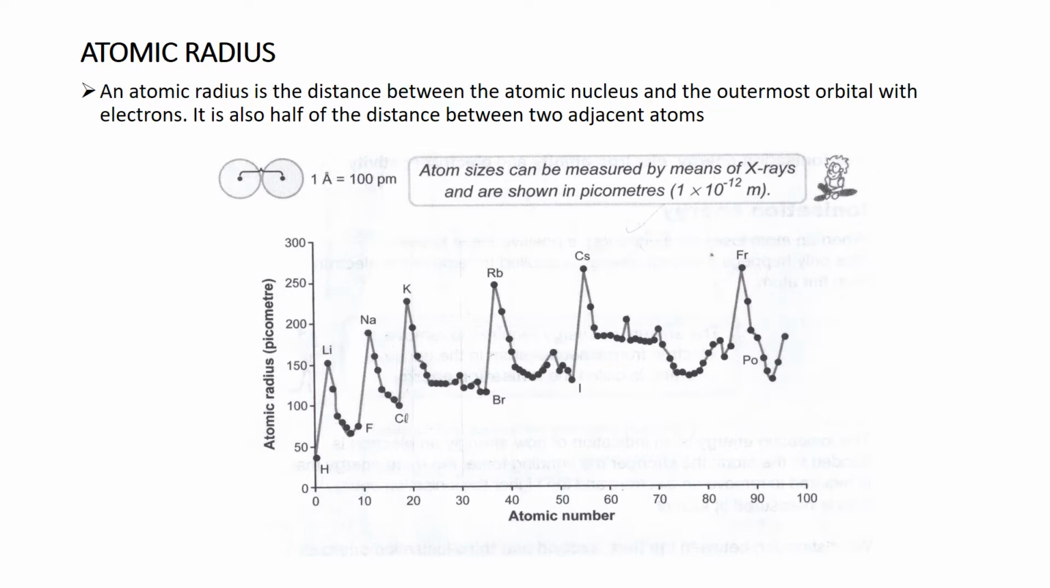Let's move on to the atomic radius. An atomic radius is the distance between the atomic nucleus and the outermost orbital with electrons. It is also half of the distance between two adjacent atoms. So as you can see on the diagram below, we have two atoms, and the atomic radius is half of the distance between these two adjacent atoms.